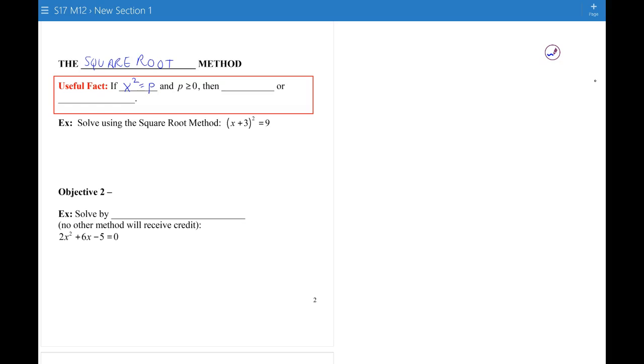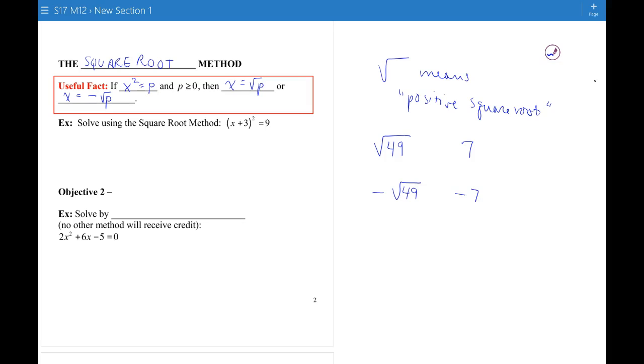So if x squared equals p, and p is greater than or equal to 0, then either x equals the square root of p, or x equals the opposite of the square root of p. Remembering that this symbol means the positive square root. Or it's also called the principal square root. So if we write the square root of 49, this is the same thing as writing the number 7. So if you want to say -7, you have to put the negative on the outside of the square root.